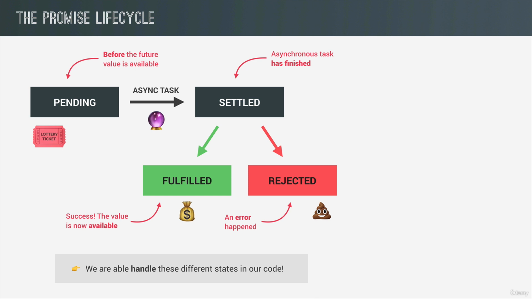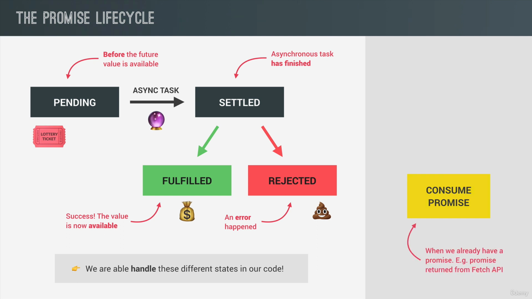Now, these different states that I showed you here are relevant and useful when we use a promise to get a result, which is called to consume a promise. So we consume a promise when we already have a promise. For example, the promise that was returned from the fetch function right at the beginning of this video. Remember?